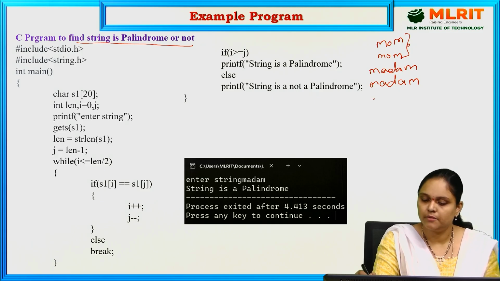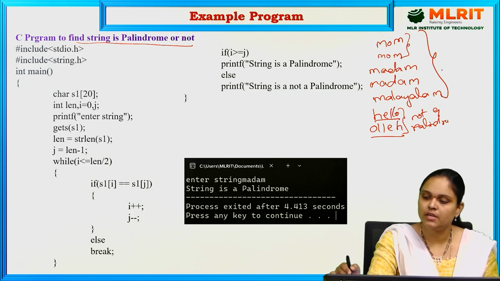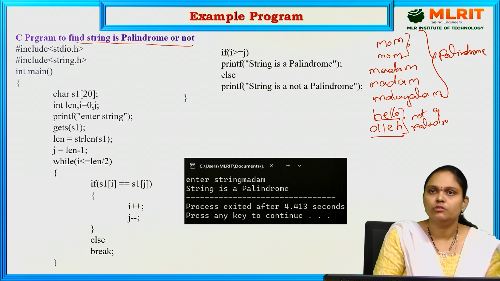And next is Malayalam. If you reverse this Malayalam, we get the same characters as Malayalam. Suppose you have hello and you reverse it, you get olleh, so this is not the same as this. So this is not a palindrome. These are all palindrome strings. Now we are going to check whether a particular string is a palindrome or not.